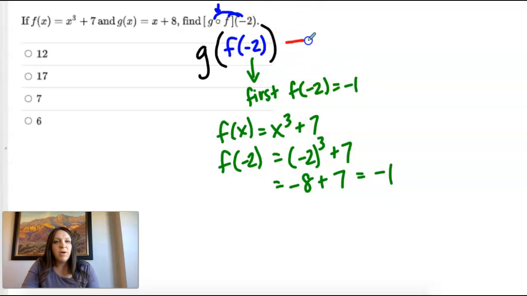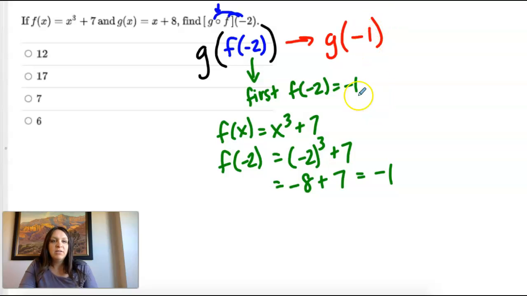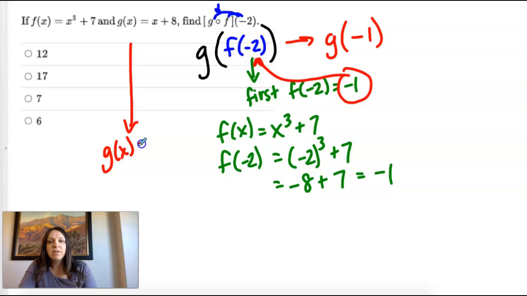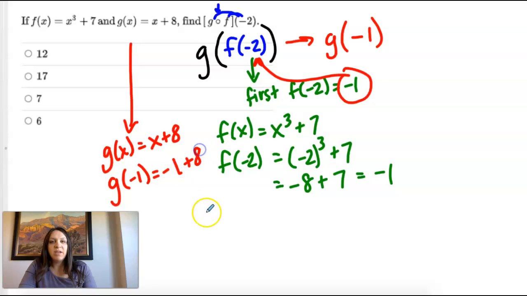So now I want g of negative 1. So I'm working my way from the inside out. I just did f of negative 2. Now that is the number that replaces that. So g of x is x plus 8, but I want g of negative 1, so negative 1 plus 8, which is 7. So this would be my answer.